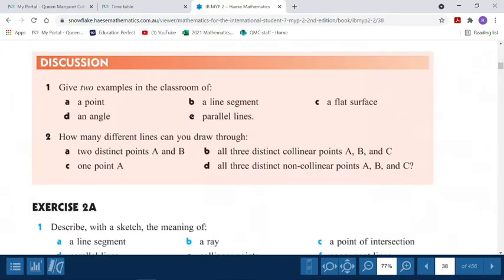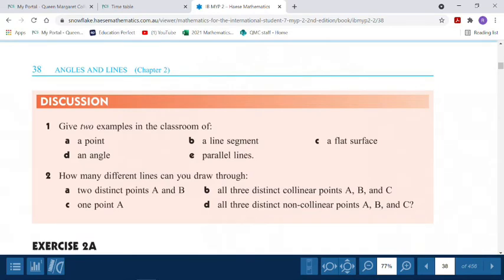All right. So here we go. Give 2 examples in the classroom of a point. So, what's a point in the classroom? Anybody got a point? The bottom left corner of the chalkboard. There you go. Anybody else want another point? Sure. Or the whiteboard. The top corner of the cabinet.